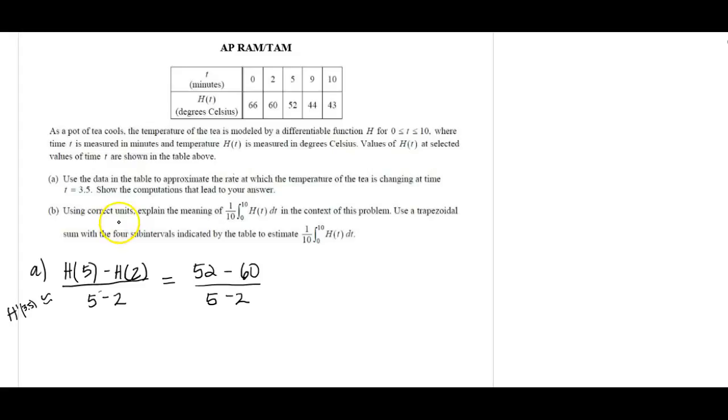But first, we're asked to use correct units and explain the meaning of this quantity here, 1 over 10, the integral from 0 to 10 of h of t dt in the context of this problem. So in other words, I have to talk about this pot of tea that's cooling down. So we're going to do that part first. I'm going to go ahead and use this space over here to do part B. So I'm going to explain what 1 over 10, the integral from 0 to 10 of h of t dt means. Alright, so what is going on here? First, we're going to go ahead and interpret this portion here.